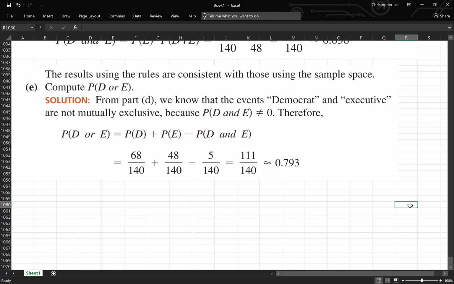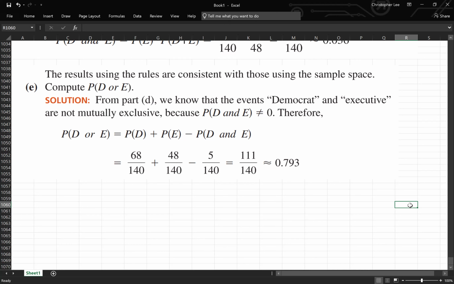So the results using the rules are consistent with those using the sample space. Now compute the probability of Democrat or executive. From part D, we know that the events Democrat and executive are not mutually exclusive. Because the probability of D and E is not zero, the probability of Democrat or executive is equal to the probability of Democrat plus the probability of executive minus the probability of Democrat and executive. Plug it in: 68 over 140 plus 48 over 140 minus 5 over 140, which is 111 over 140.